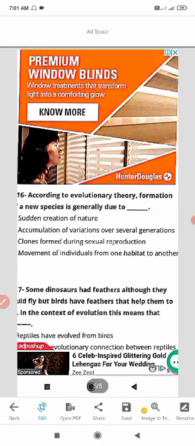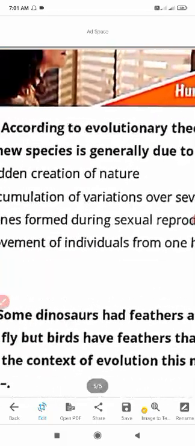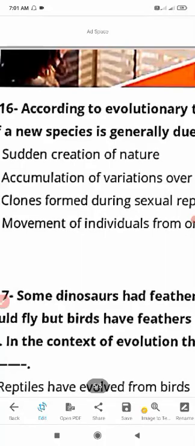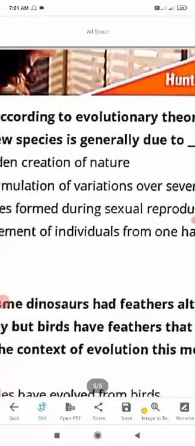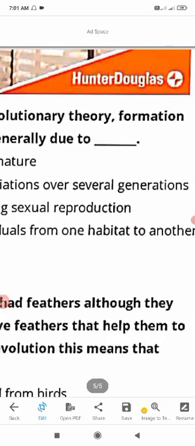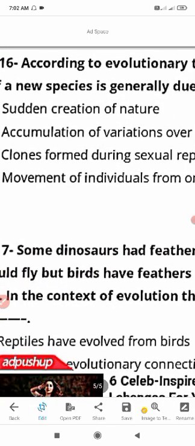Now question number 16. According to evolutionary theory, formation of a new species is generally due to accumulation of variation over several generations. This will be the right answer.